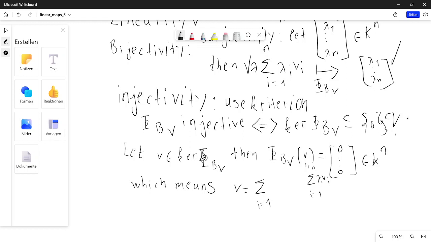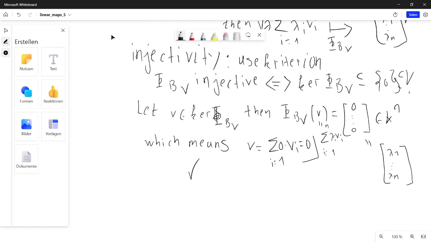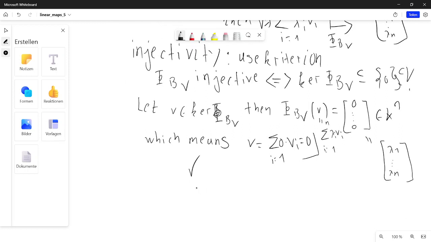We know that it is unique from the lemma above, right? And this is exactly just by definition of this map, lambda 1 to lambda n, which means that this is, oh, here's I equals 0. So the map is injective. So we have proven linearity, we have proven bijectivity, so that shows that the coordinate map is an isomorphism.